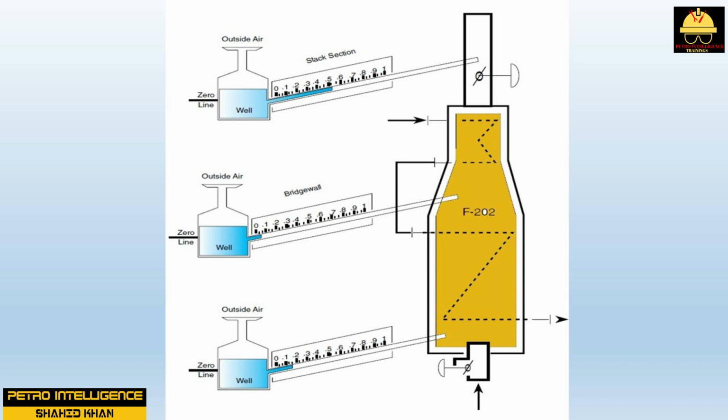Draft is defined as the difference between atmospheric pressure and the lower pressure inside the fired heater. A damper in the stack permits adjustment of stack drafts. The stack damper is typically set to give pressures from 0.05 to 0.15 inches of H2O vacuum draft. At 0.05 H2O, approximately 350,000 pounds per hour of gas flow can be obtained.